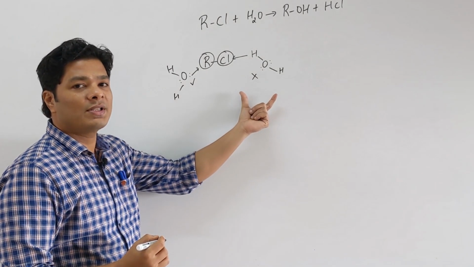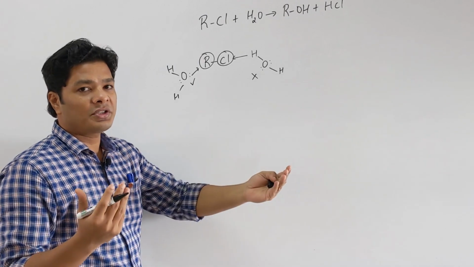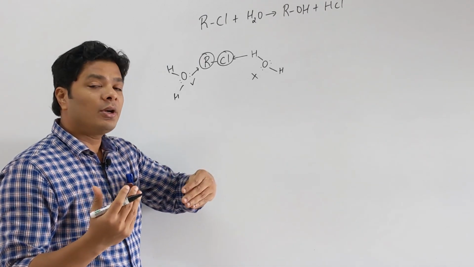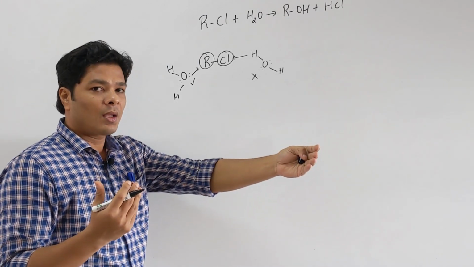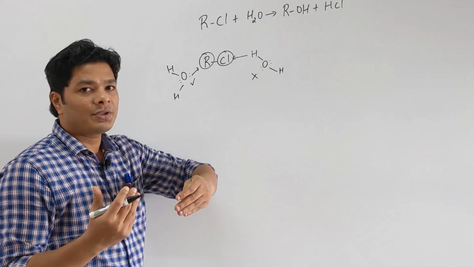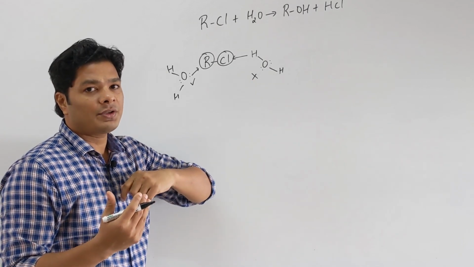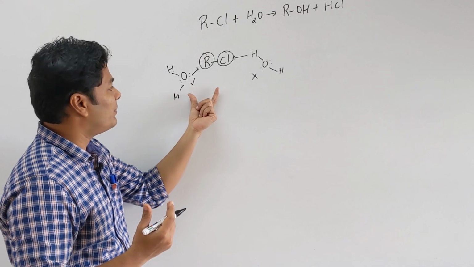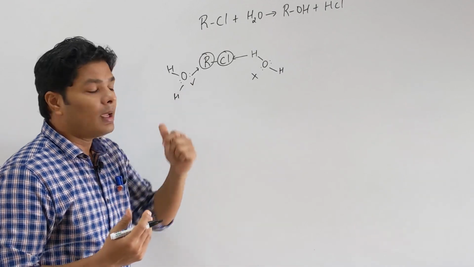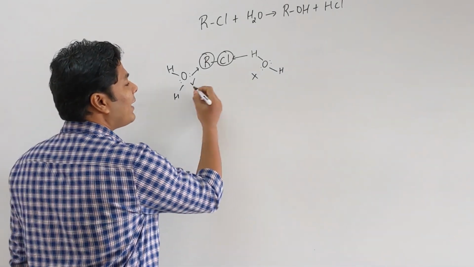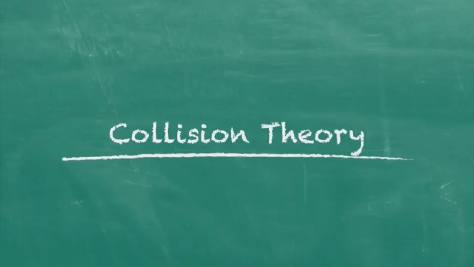Effective collisions are the ones where, let's say there are 100 collisions that happen in your room, maybe 30 of them will give you products. That 30 is called an effective collision, the remaining 70 are called ineffective collisions. The effective collision has to have the right orientation, and also they have to have the right energy.